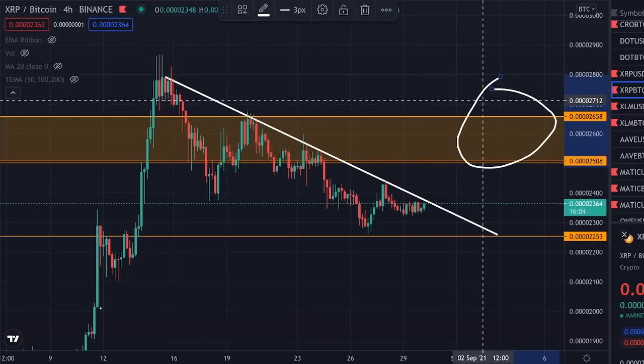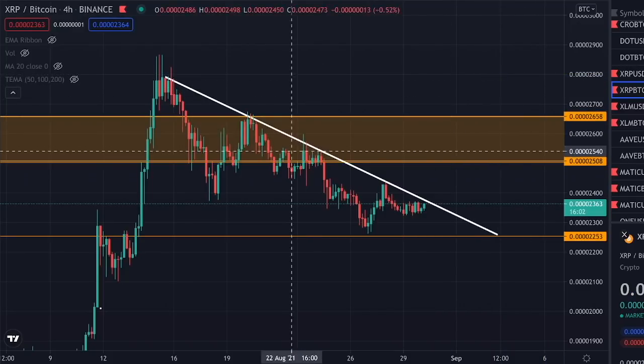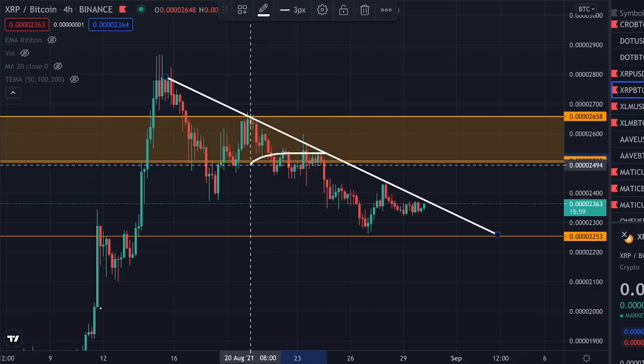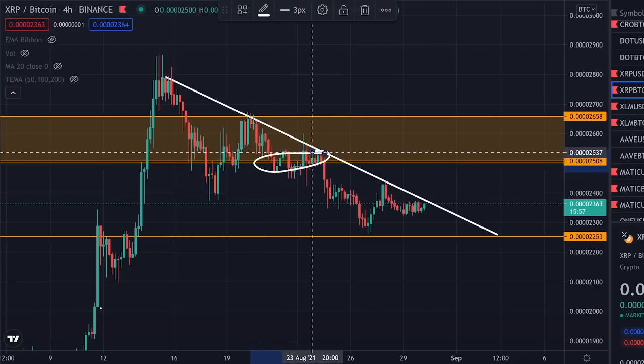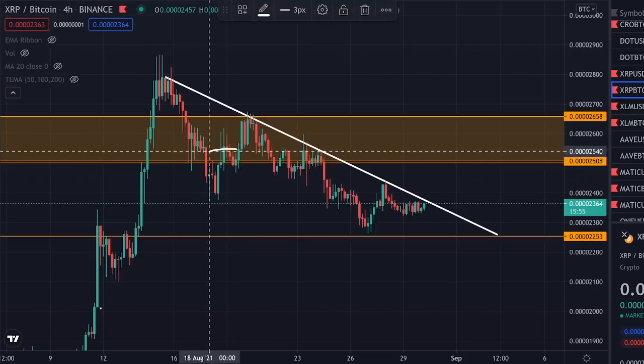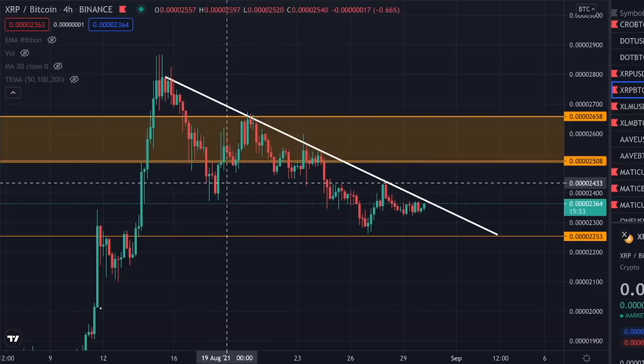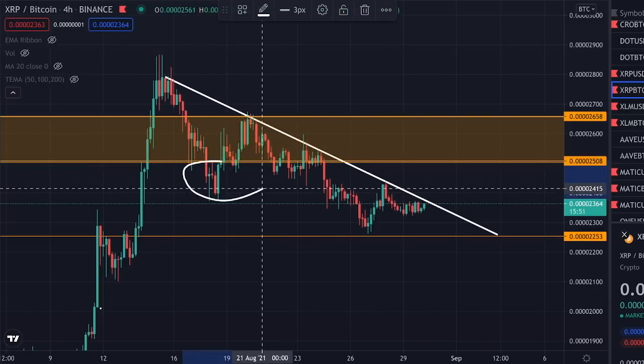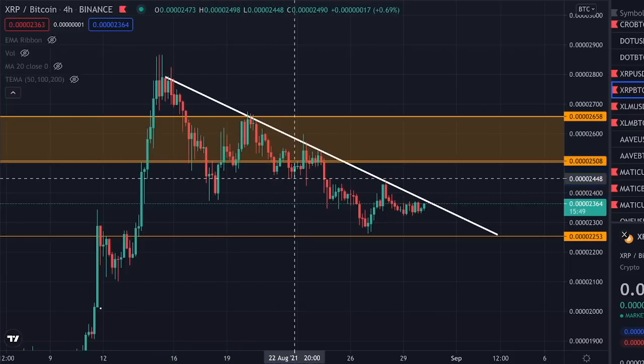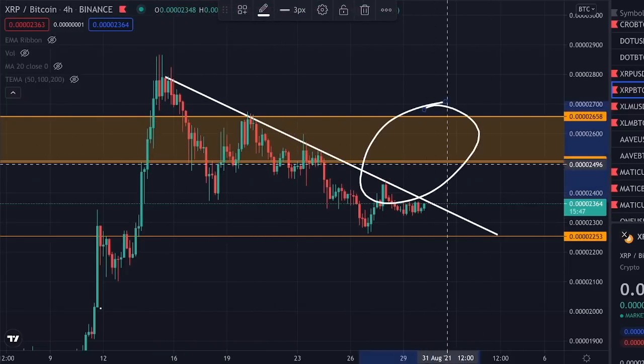This orange box is a major level of support and resistance. You could clearly see that in the past we found support right on top. Also, we found support on top previously, and we found resistance while we were below it. So I think this is a very important level, and we have to take this into consideration.